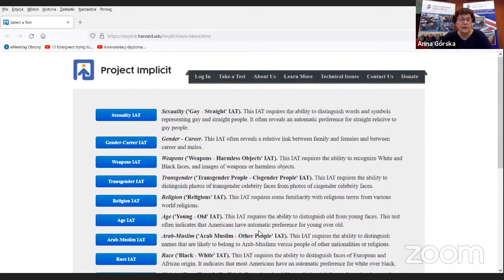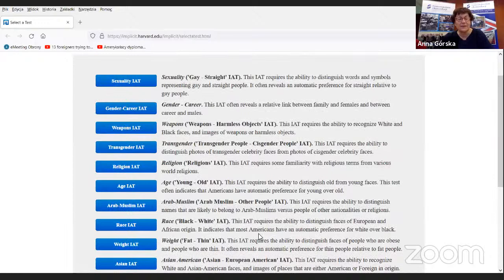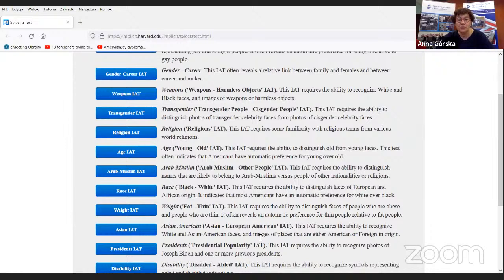So for example, if you have this sexuality test, it checks whether your automatic preference is for straight people rather than gay people, or the gender bias related to career. This is what we, for example, talked about when we talked about a woman who was also a surgeon. So weapons, transgender, whether you have natural preference for people who are cisgender, which simply means for people who identify with the sex that was assigned at their birth, or age, whether you have natural preference for old people or, what we can observe in our society today, rather for young people.